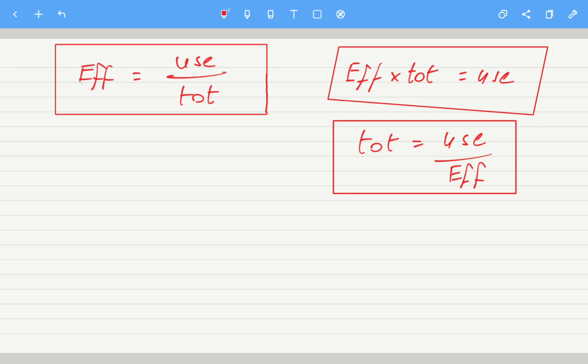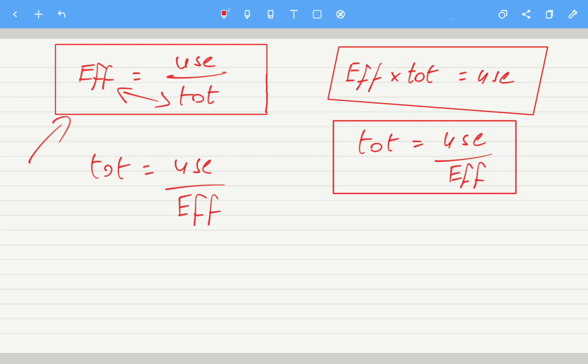One more tip I'll give you. If you remember the equation in this format, efficiency is useful divided by total, and you need to find total, and you're not too sure mathematically what to do, you can remember just to swap these two around. So you just get the total is the useful divided by the efficiency. Okay, if efficiency is given as a percentage, please convert it into a decimal by dividing by 100.